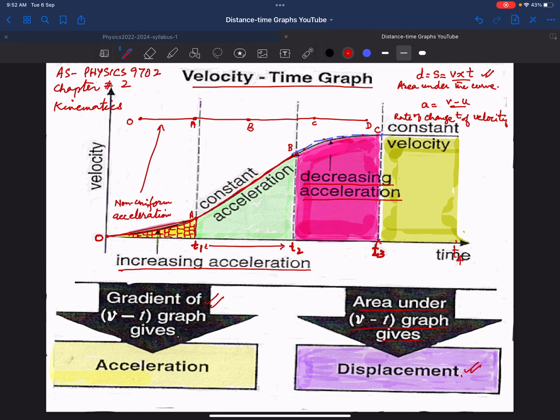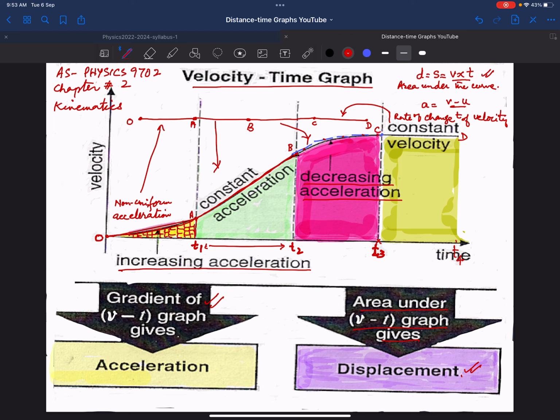So from point C to D, again we have a constant velocity. So here we have non-uniform acceleration, then here we have constant acceleration. From B to C we have decreasing acceleration, and then from C to D we have constant velocity. Constant velocity doesn't mean the body has stopped. The body is still moving between point C and D, but the velocity is constant.